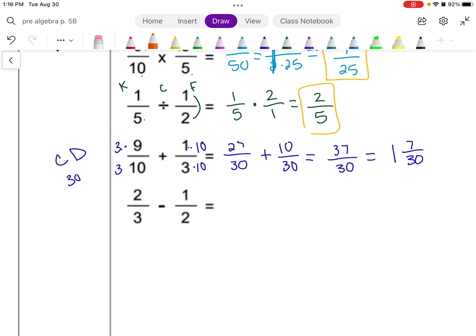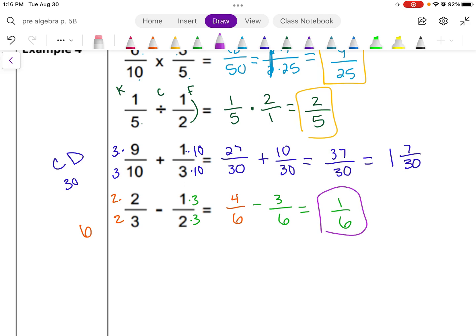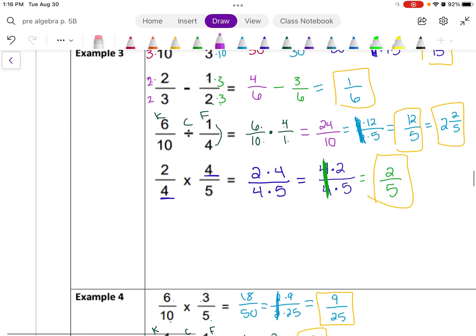Last but not least, we want to take 2/3 and subtract 1/2. Well, again, we need our common denominator. So 2 and 3 both go into 6. So we're going to multiply 2/3 by 2, which would give us 4/6. And we're going to multiply 1/2 by 3, which would give us 3/6. 4/6 minus 3/6 is 1/6. I think we already did that one.